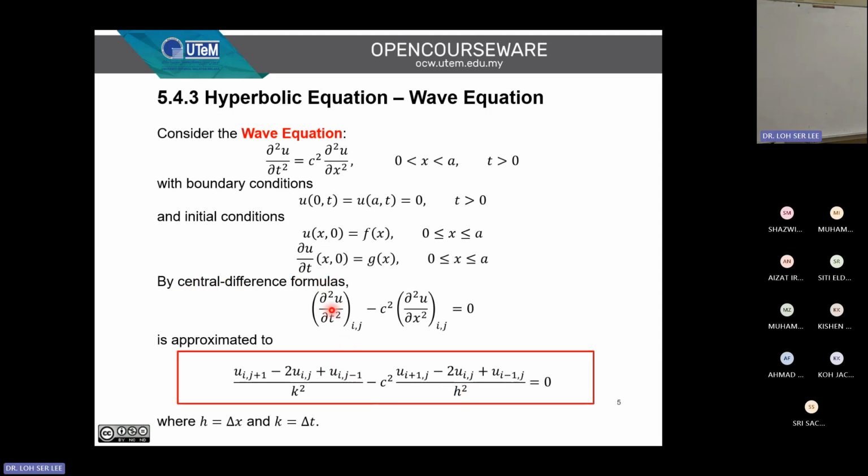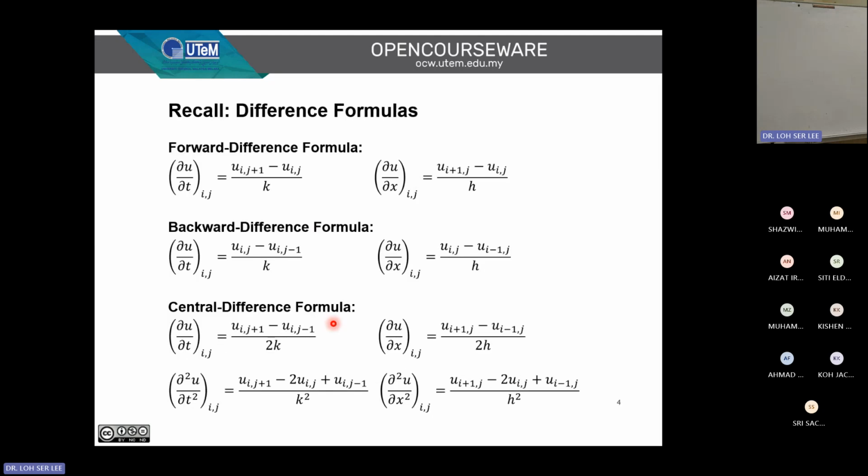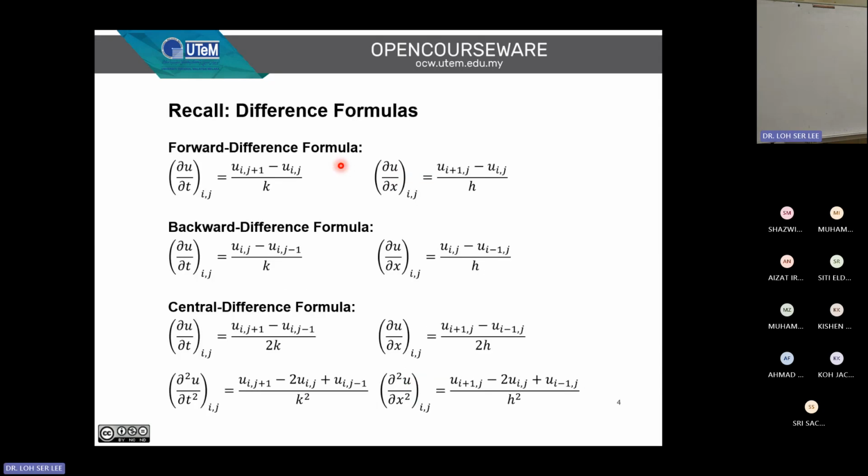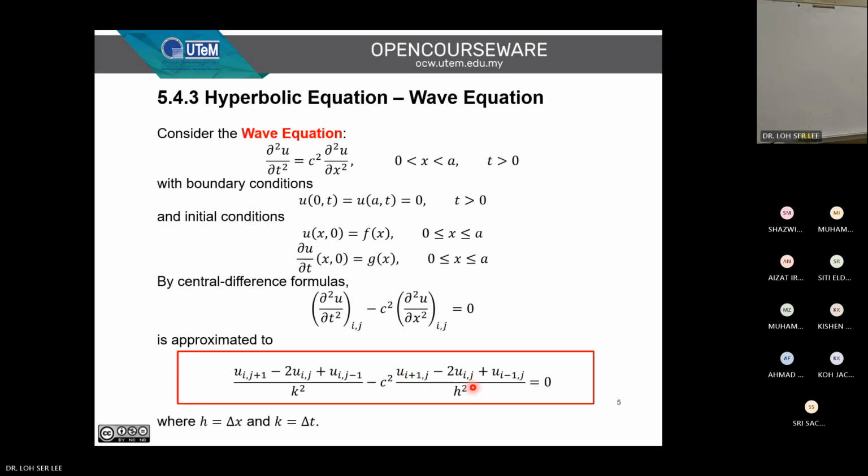Meaning that for UTT, you take the formula of this UTT, which equals C squared UXX. You take the formula for UXX. You can choose to preserve the C squared UXX on the right; you don't have to move it to the left. And we still have h and k as the step sizes for x and t respectively.